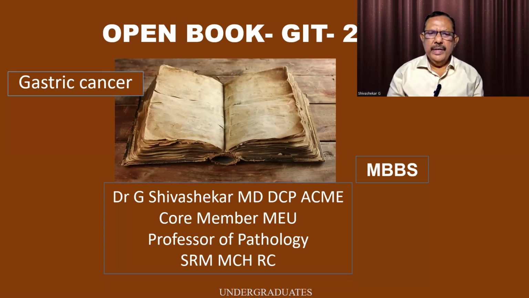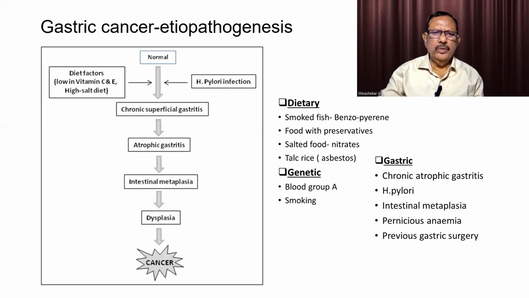Open book, GIT 2, and the topic here is gastric cancer. Seemingly simple, but very difficult for us to answer. Why? So, the etiopathogenesis. Genesis means always a development. It is not cause. So, here I am finding a series of events. Normal, superficial gastritis, atrophic gastritis, intestinal metaplasia, dysplasia, and cancer.